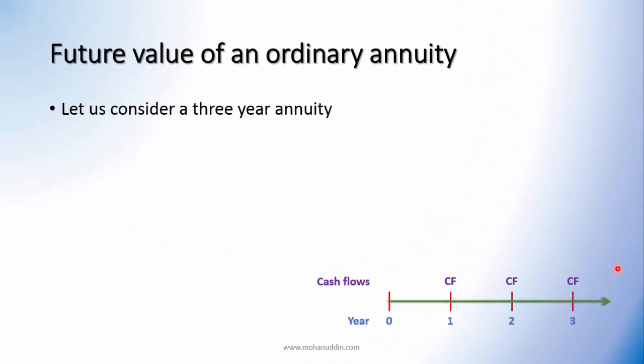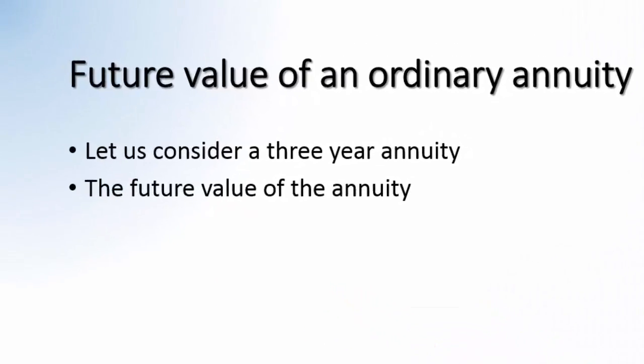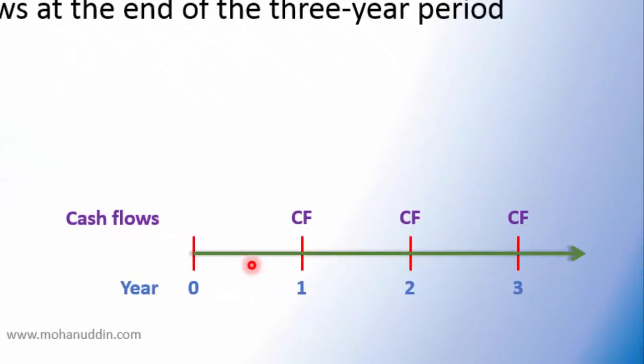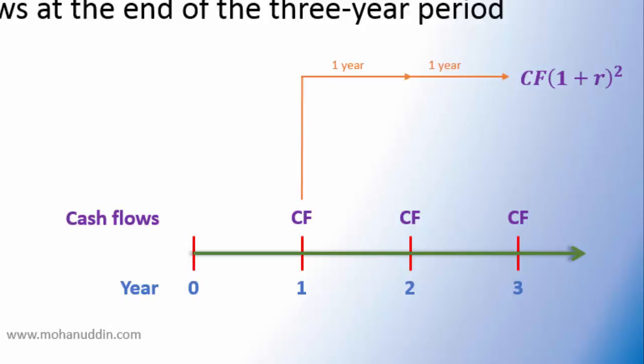So if we want to calculate the future value of the annuity, then we have to calculate the future value of all the cash flows at the end of the 3-year period, because this is a 3-year annuity. So the future value must be at the end of year 3. Therefore, we have to find the future value of the first cash flow, which is this CF. That should be compounded so that we get the future value at the end of year 3.